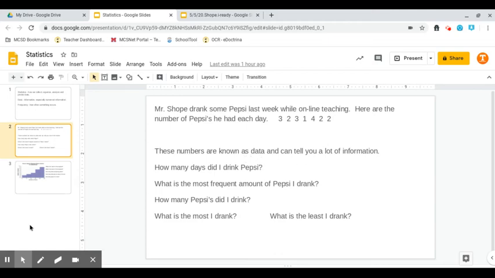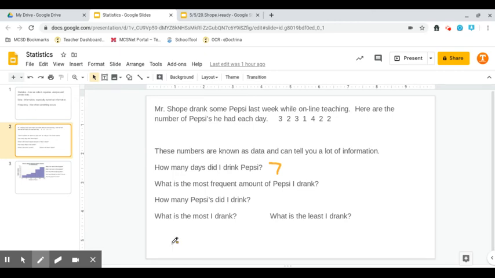You might look in and see how many days did I drink Pepsi. Well, each one of these numbers represents a day, so 1, 2, 3, 4, 5, 6, 7. There is the last 7 days. And those are the Pepsis I drank each day. 3 on that day, 2 on that day, 3 on that day, 1, then 4, then 2, then 2.